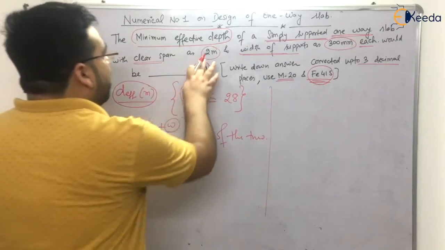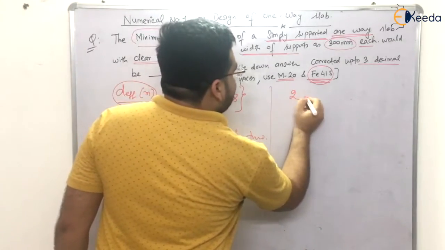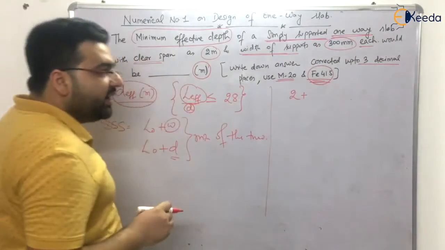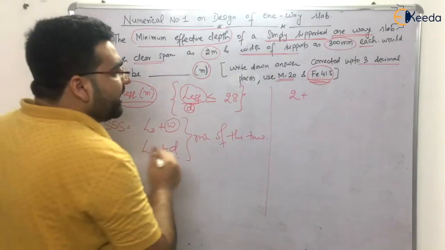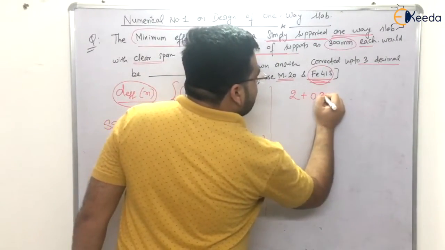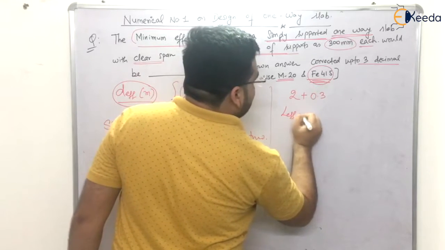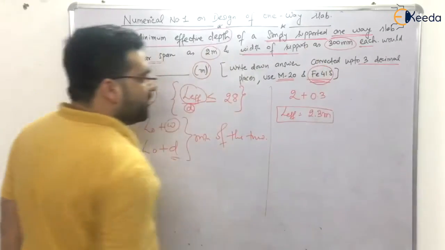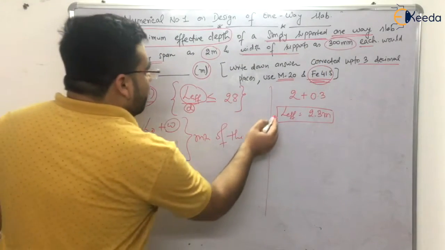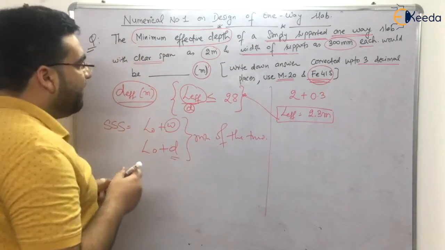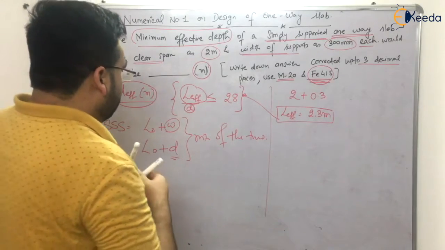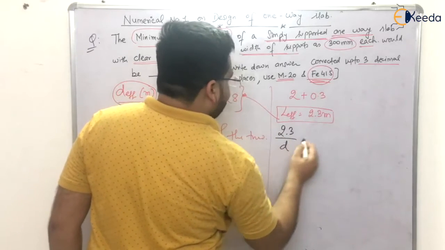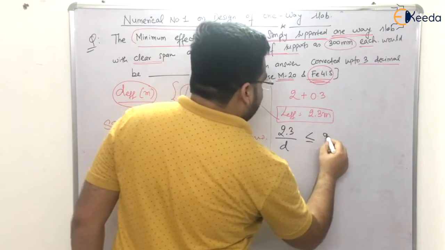What is L naught? L naught is 2 meters. So 2 meters plus W. W is how much? 300 mm, the width of the support, that is 0.3 meters. So L effective comes out to be 2.3 meters. Now I just have to place it in this formula. So 2.3 divided by D should be less than or equal to 28.